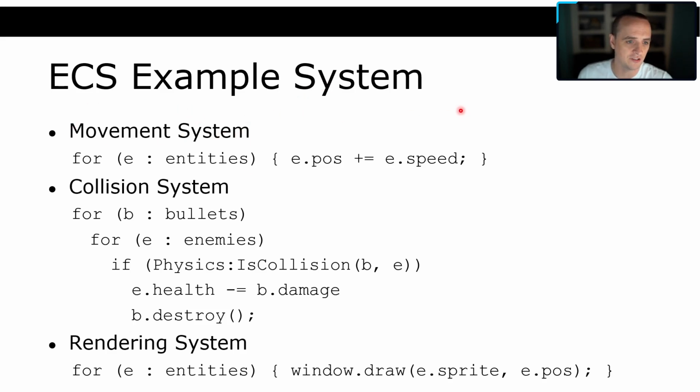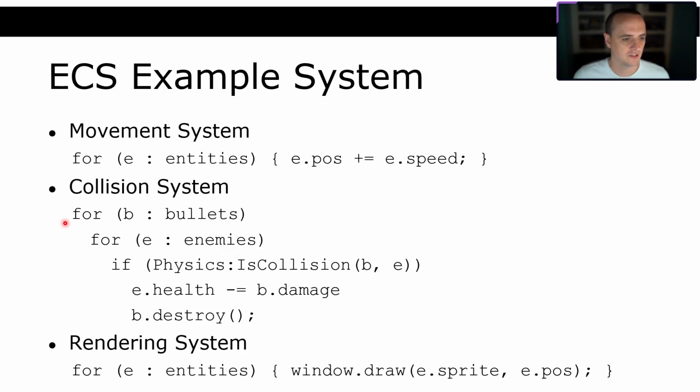They're pretty simple for the most part. For example, the movement system for entities might be: just take the speed of each entity and add it to its position. There you go. So we've looked up all the entities. If the entity has a position and it has a speed, add the speed to the position. That's how we update the position of all our entities.